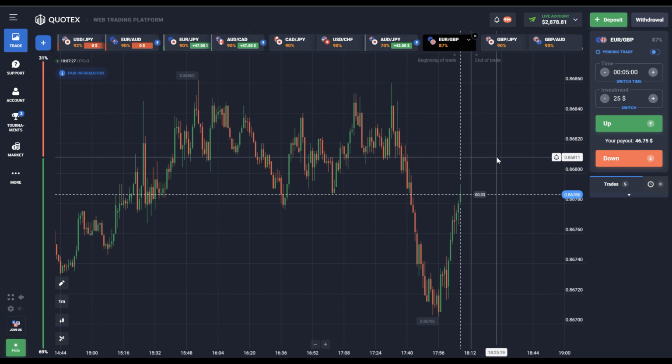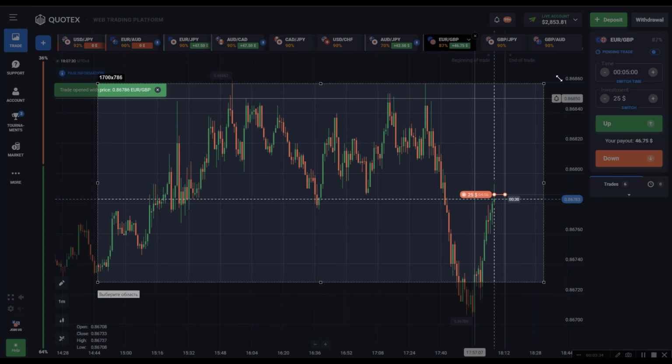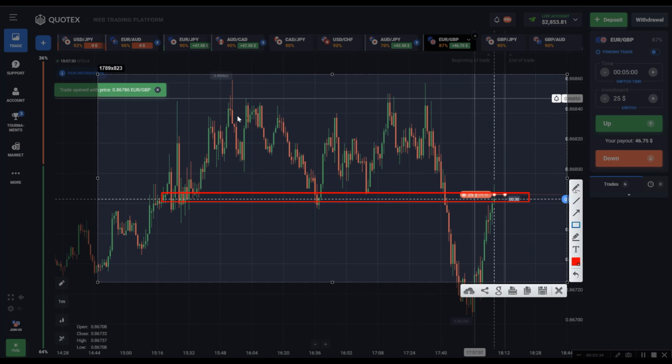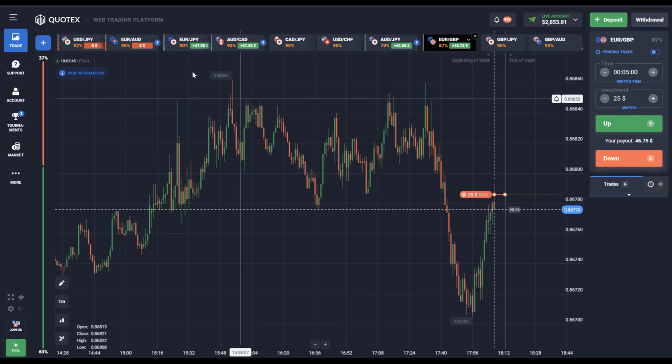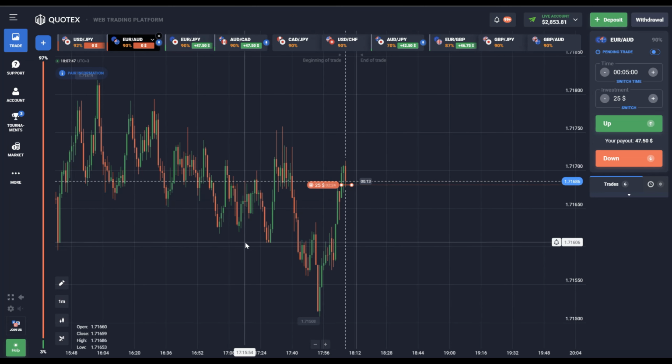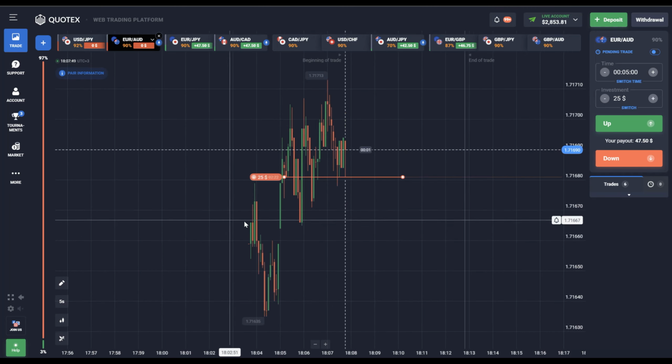Euro British pound, a trade for a decrease. Here we have a resistance zone, which is also the previous boundary of the sideways channel. The price broke through the sideways channel, came back to consolidate, and will most likely go lower. That's it for now. 6 trades are open. I think that's quite enough. Let's see what we actually have.